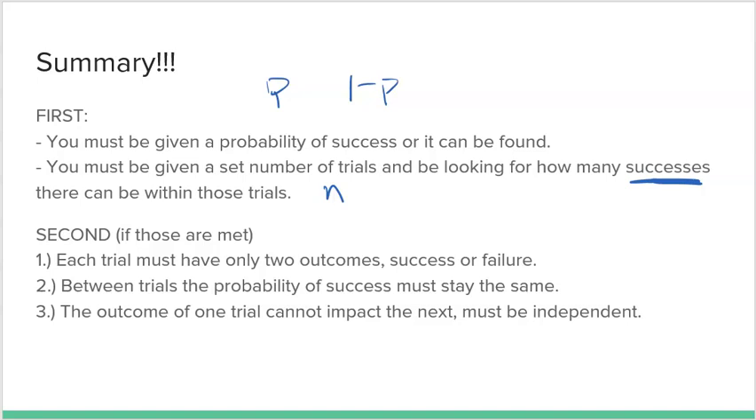And then once those two things are confirmed, you must consider, can you only have 2 outcomes? Yes or no? Success, fail. Does the probability stay the same on every trial? Because if it changes, that's a problem. And is each outcome independent of the next? So as long as all of these things are met, you have yourselves a binomial, discrete, random variable.